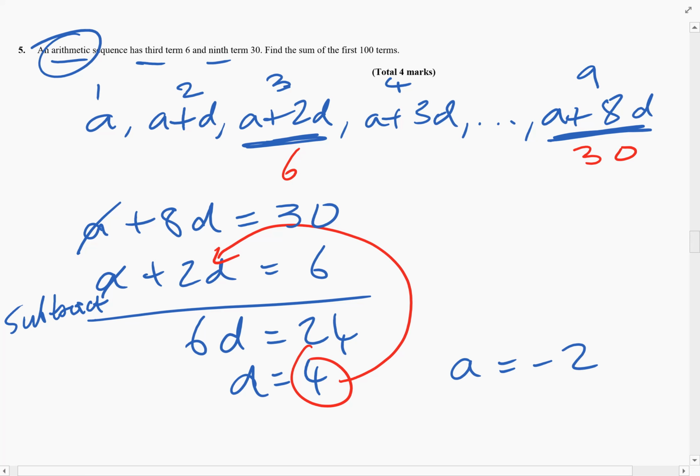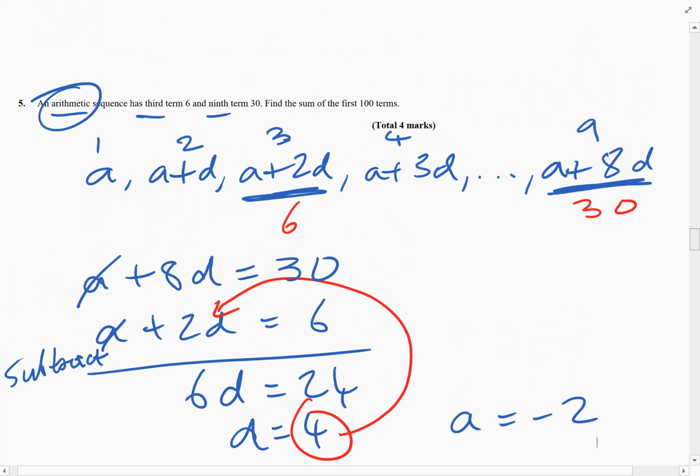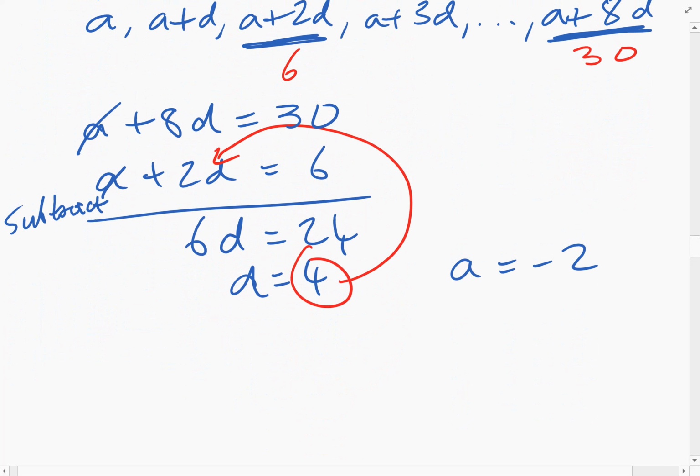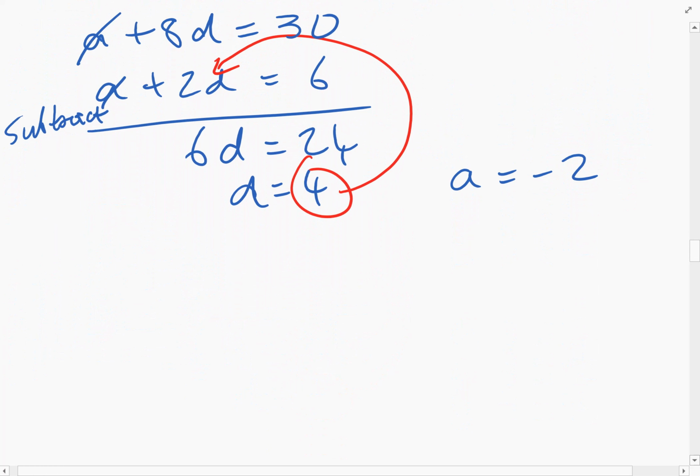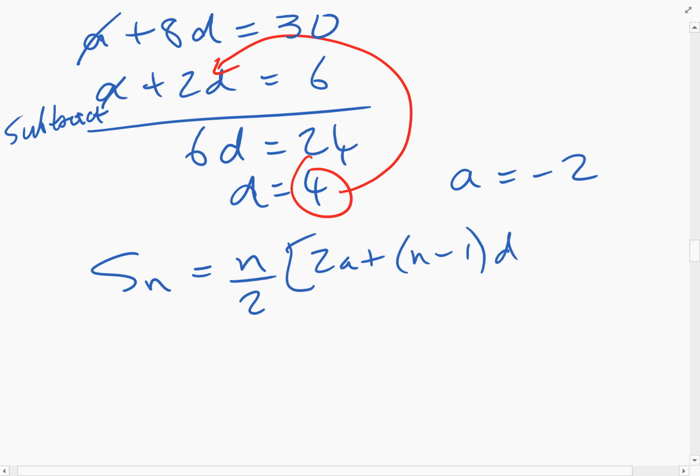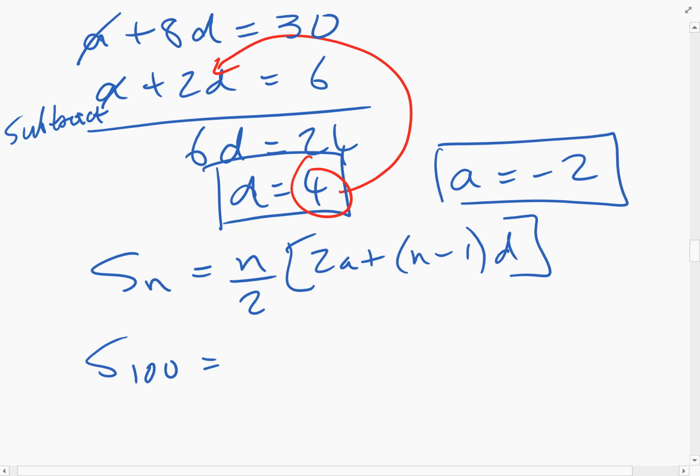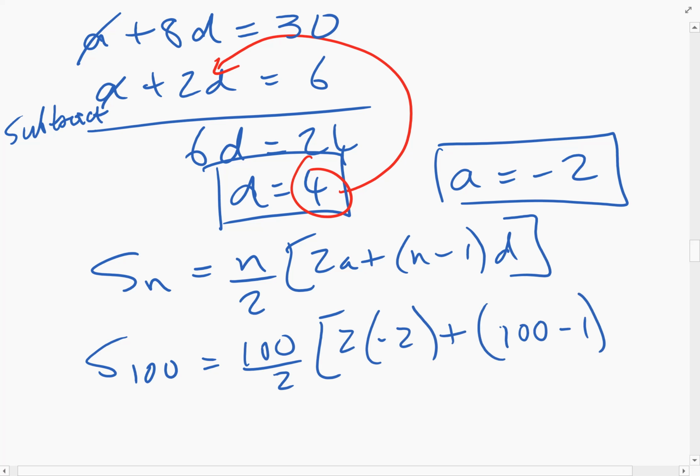So what does the question say? It says find the sum of the first 100 terms. So now you use the sum formula to find the sum of the first 100 terms. Sum formula is this. We know that d is 4, a is minus 2, n is going to be 100. There we go. You can just type all that into your calculator, and you should get 19,600.